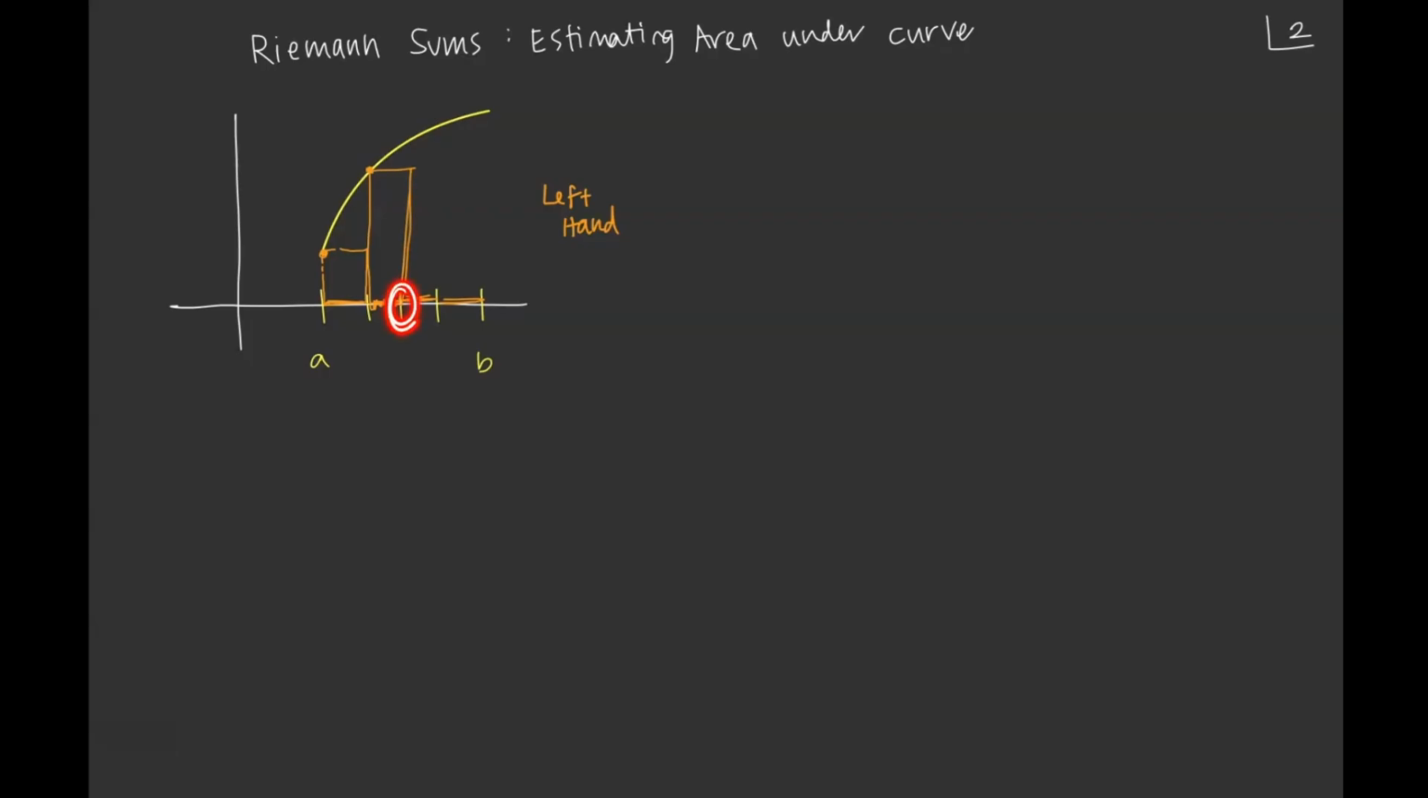And so same here for this interval, we go to the left endpoint and go up just till we hit the curve, and then that will be our rectangle. So we get this height of a rectangle. And so these are left-hand Riemann sums.